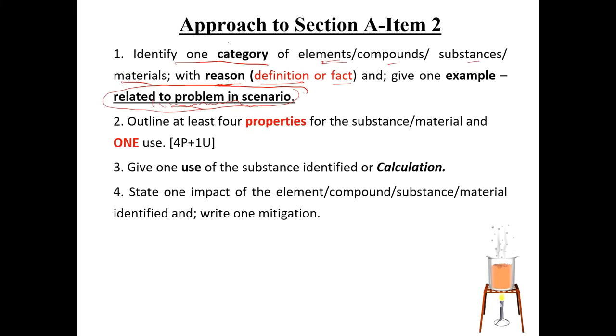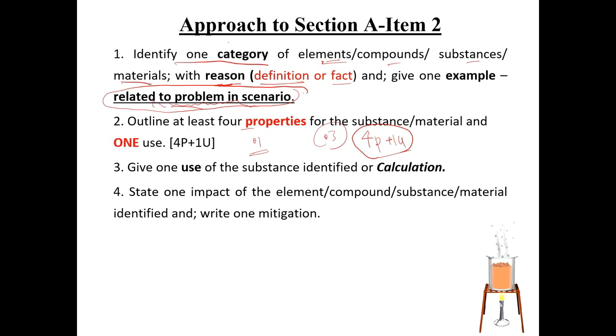Then number two, outline at least. Now, this is where I want us to be careful. Most of learners have been getting few scores. Why? When they reach here on the properties, they just want to give only one. When you give one, you get your one score, instead of getting at least maybe 3 scores. So we are saying that you give 4 properties and 1 use. We shall see how we can do this in our next example. So give 4 properties and 1 use of what?